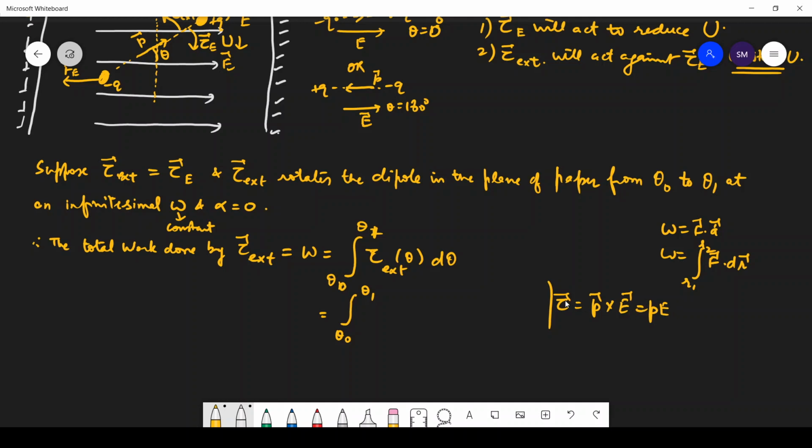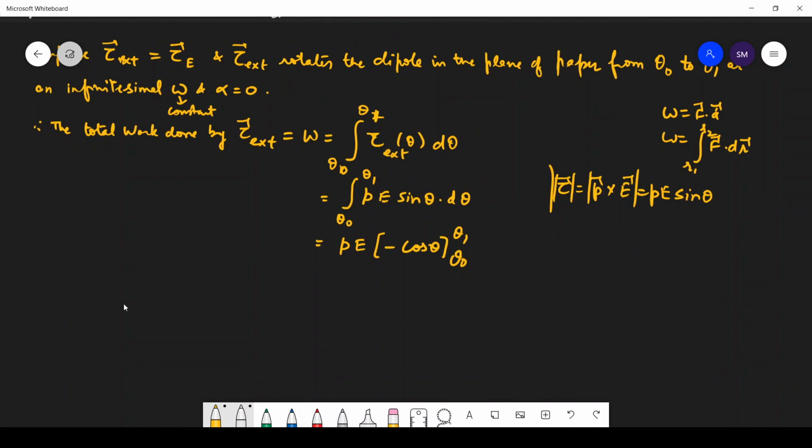What will the magnitude be, without direction? That is PE sine theta, where theta is the angle between P and E. So let me write the magnitude of tau. That is PE sine theta d theta. So that's equal to PE, which is constant, will come outside. And what is the integration of sine theta? That is minus cos theta, from theta 1 to theta naught.